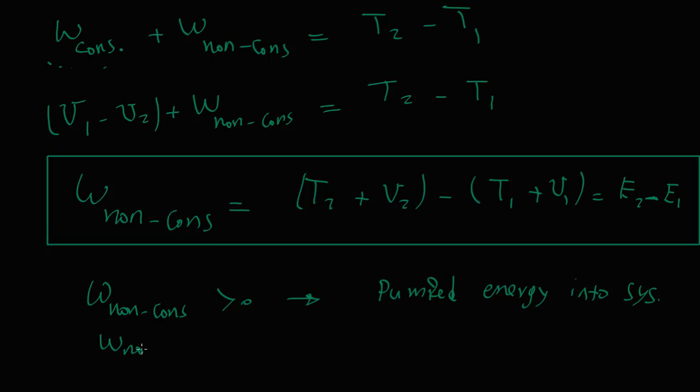If this quantity is negative, then we have dissipated energy from the system. So with this equation, now let's just go ahead and solve a few examples.